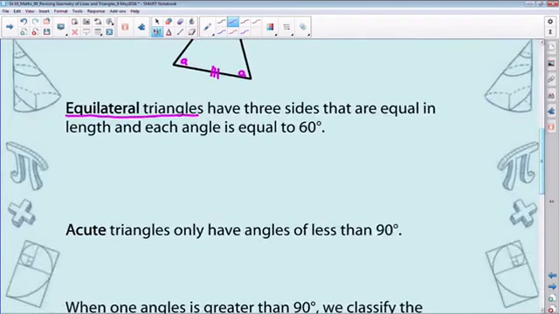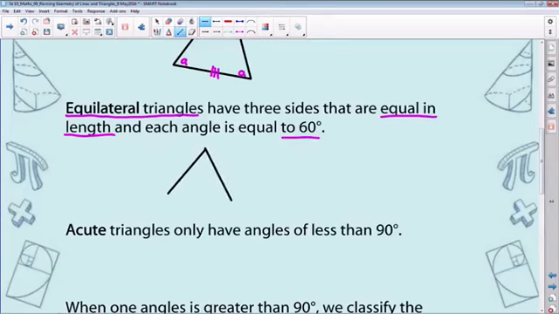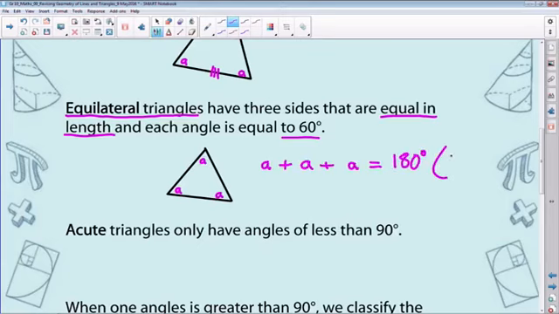Equilateral triangles have three sides that are equal in length, and each angle is equal to 60 degrees. Now, this is something we actually often forget. The angles of a triangle are supplementary. What does supplementary mean again? They add up to 180 degrees. And that means that if each angle has the same value, it's going to be A plus A plus A equals 180 degrees. What's my reason? Angles in a triangle are supplementary.